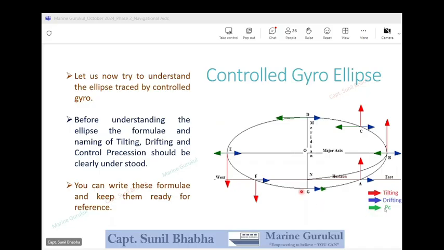Now before we analyze and understand this ellipse in detail, it will be very helpful if we have the formulas for tilting, drifting, and control precession refreshed in our mind. It will be better if you have those formulas in front of you and you can have a look at them when you are understanding the elliptical motion. These formulas can be written down in your notebook and kept in front of you ready for reference.